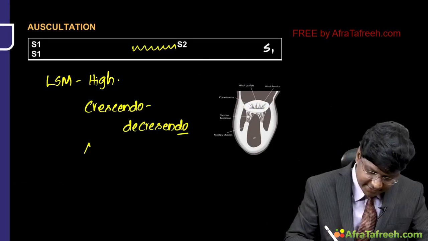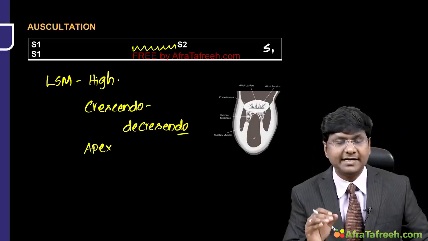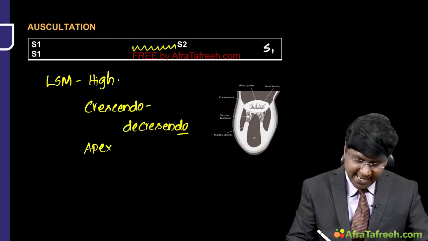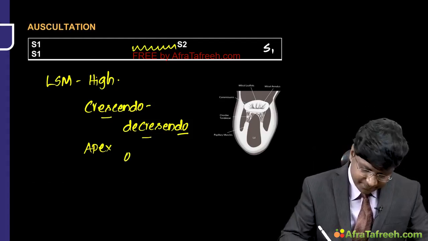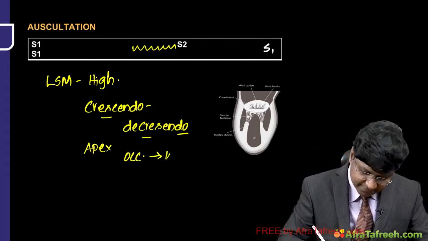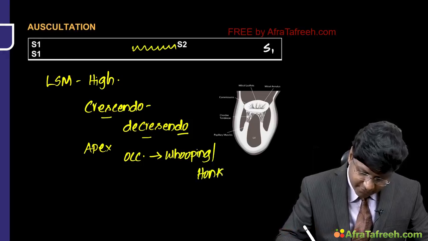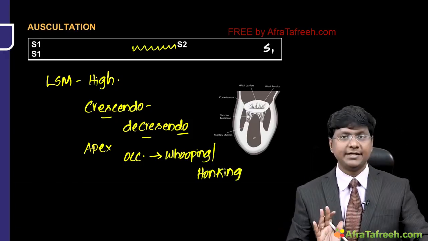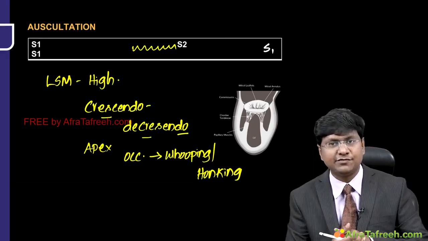And where is it heard? It is heard at the apex of the precordium. It is heard best at the apex, and usually it is crescendo-decrescendo. Occasionally, this murmur has a whooping or honking quality. So, that is about the quality of the murmur. Then what about the radiation of the murmur?